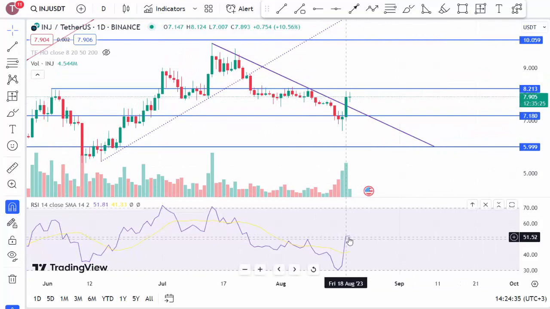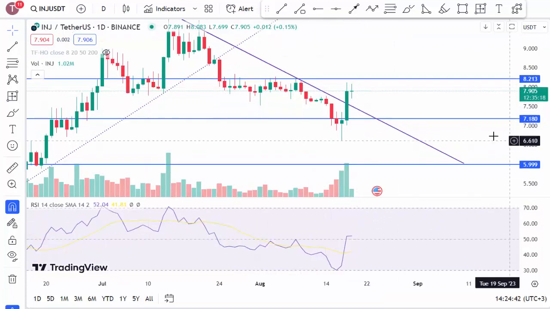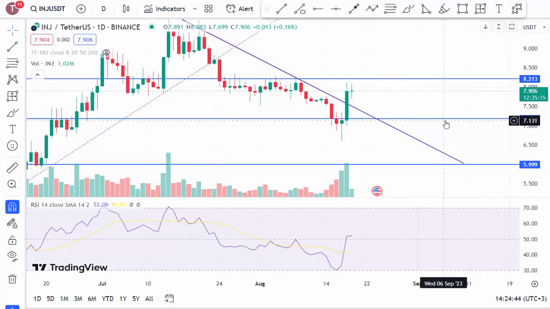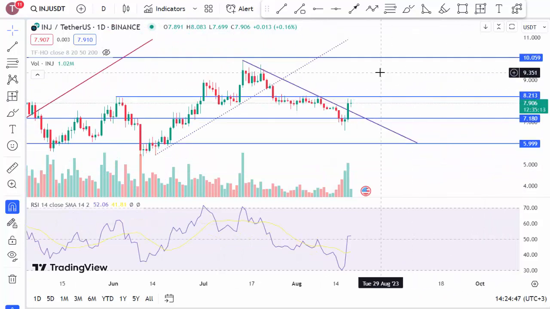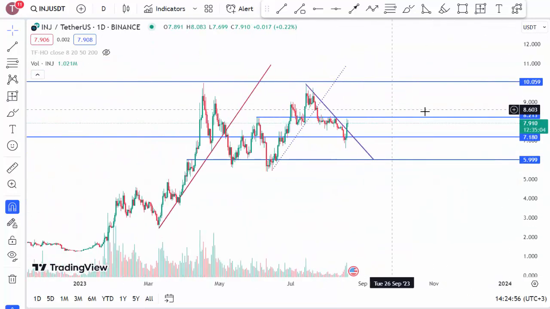The reason is that once the 50 level is broken upwards, it could move towards the 70 level. If the 70 level is breached, a significant uptrend might begin. After discussing the RSI indicator, let's slowly come to the end of our video. In this video, we shared the technical analysis of INJ Coin.